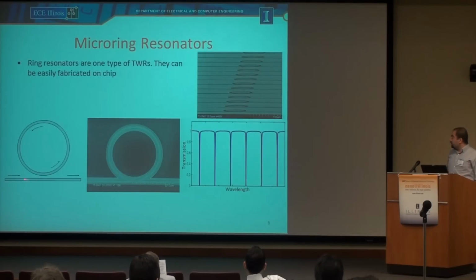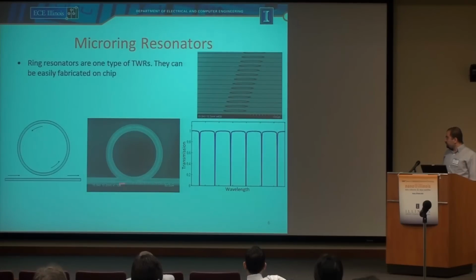So for a ring resonator, as I mentioned, the light is coupled to this resonator whenever the resonator has a resonance. The resonance happens when the path length for the light is a multiple of the wavelength of the light. The fabricated device looks something like that. You have a ring and a bus waveguide, and the ring resonator is coupled to that.